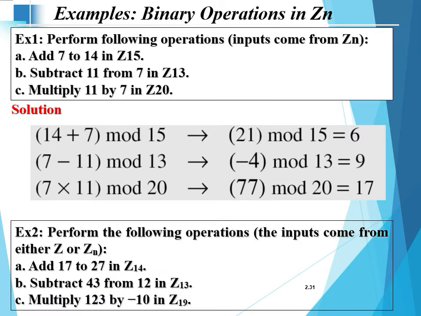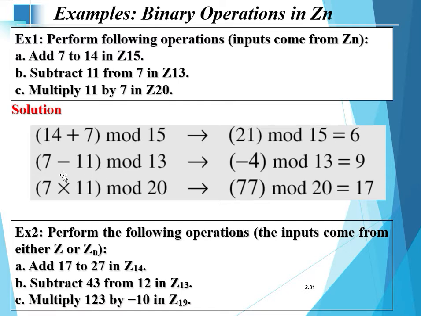Here we will see the examples for binary operation in Z_n. In the first example, you will see that add 7 to 14 in Z_15. Here they give the set of 15. We will see here (14 + 7) mod 15, and we do this operation of binary operators. The result is 21 mod 15 equal to 6.